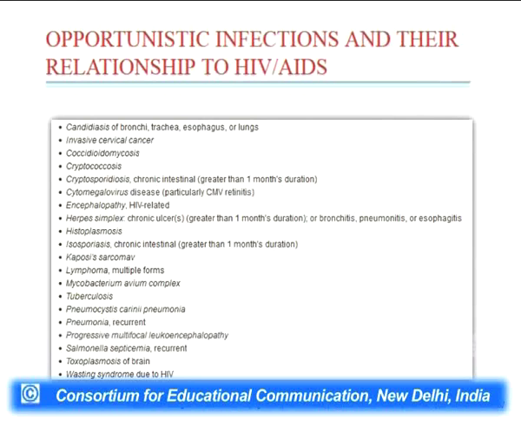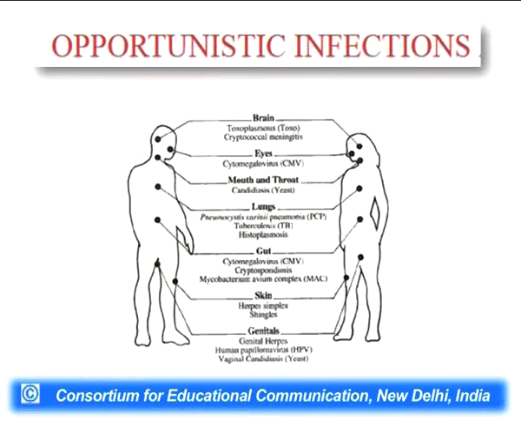The major opportunistic infections are candidiasis, which is a fungal infection which affects the esophagus, lungs, trachea, and bronchi. Then comes the herpes simplex virus, then chronic ulcers, then certain sarcomas and cancers also occur, and then there is tuberculosis. Tuberculosis is one of the major opportunistic diseases affecting the HIV patients. Then there is pneumonia which affects the lungs, and subsequently lots of other diseases also start affecting the individual.